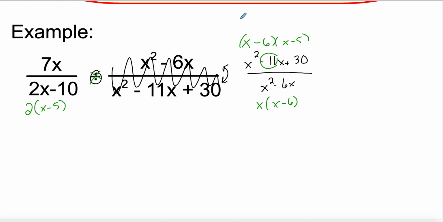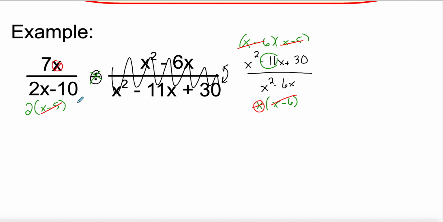And now remember what I said before, we're going to look at the top and the bottom and see what cancels out. So I have a 7, I have an x, I have an x minus 6, and an x minus 5. Okay, so that x minus 6 will cancel out. I have an x minus 5 that's going to cancel out. Those are the obvious ones. Then I have an x there and an x there. Those are both going to cancel out as well, because those are just individual factors.